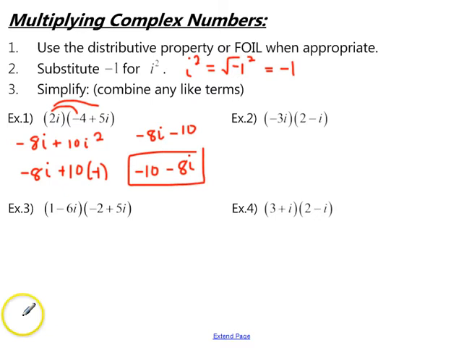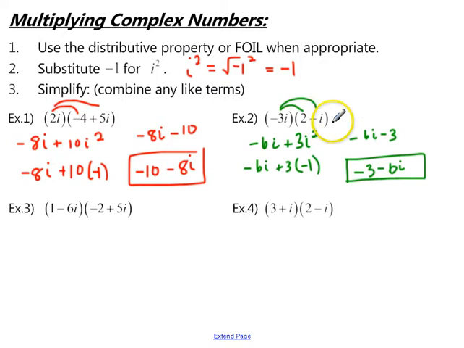Go ahead and pause and try example 2 and check back with me when you're finished. So hopefully after you distributed and then substituted -1 for i squared, you have -6i minus 3, and then your last step is to just write it in standard form with the real part first and the imaginary part second. Now, for example 3, as you see, we have 2 terms in the first parentheses and 2 terms in the second one.